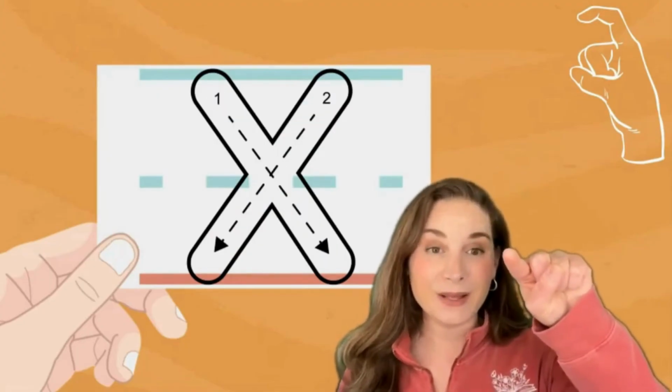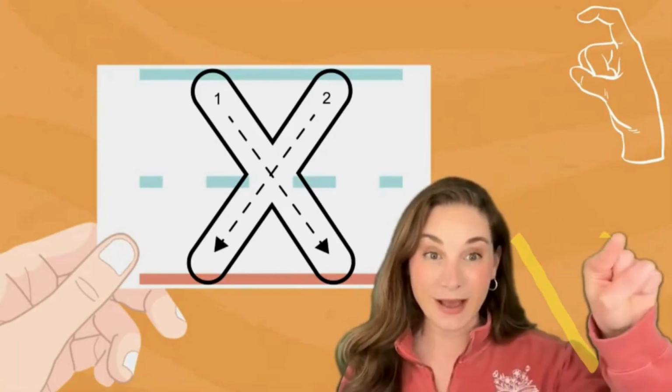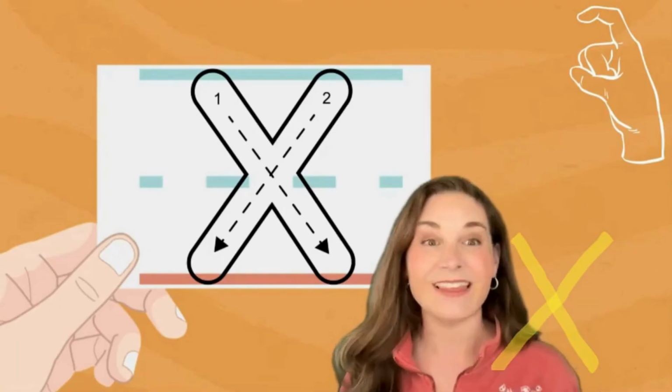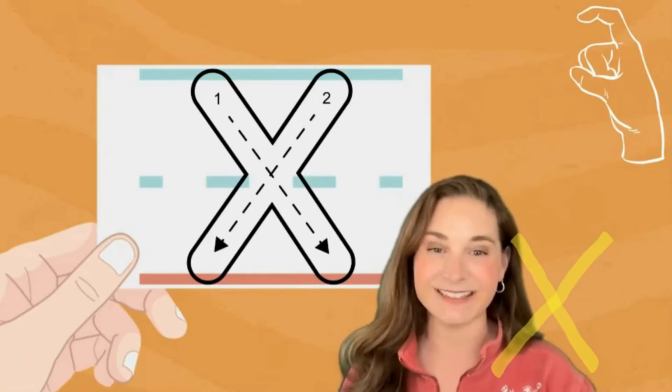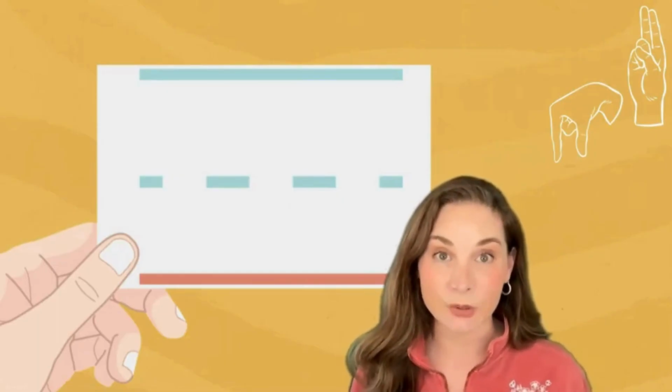Let's hop to the top, do a slanted line down to the bottom, hop back up to the top, slanted line down to the bottom. That is how you write and trace the letter X. Please write the letter that makes the sound Q.